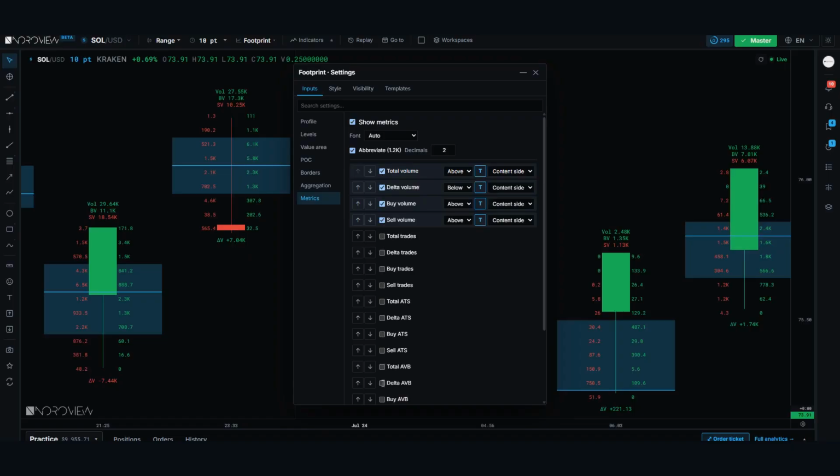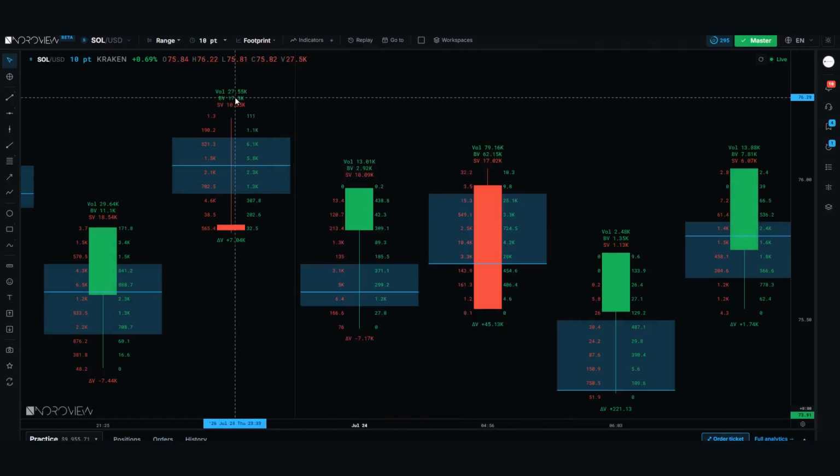I am not going to read all 20 at you, and you should not switch all 20 on. Pick the 2 or 3 you genuinely trade from, drag them into the order you want, and color them. Start with delta and total volume. That is how professionals tune a footprint to their own eye.